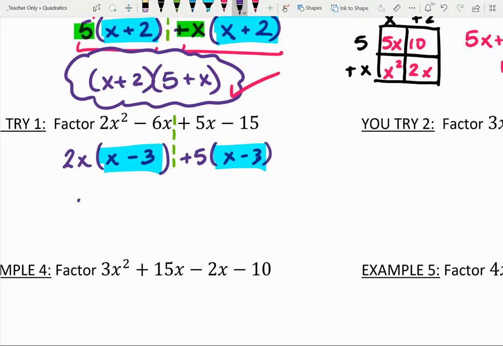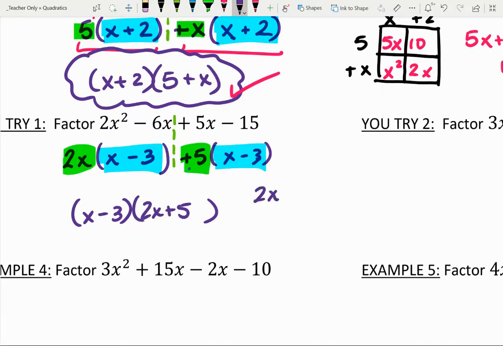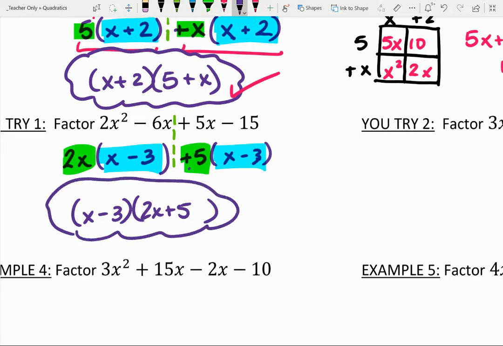So our factored form, we take that x minus 3. Then our second expression comes from those other pieces, the 2x and the plus 5. And here's why it's really important that we have that plus symbol there, because if I accidentally write 2x 5, that is not the same thing as 2x plus 5. So that's why I want to keep that plus there to remind myself that it is going to be addition in between.